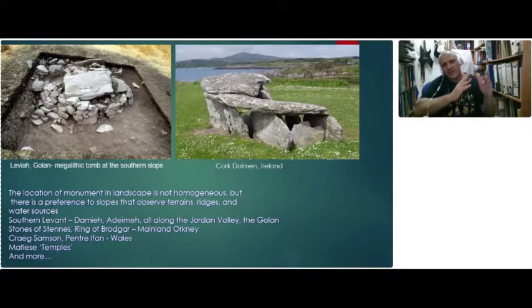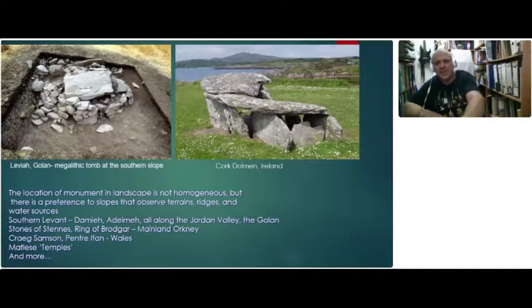The Stones of Stenness and the Ring of Brodgar in mainland Orkney. We can see Craig Rhos-y-felin and Pentre Ifan in Wales. The temples of Malta. We can see here a dolmen in Ireland, located on a slope and viewing towards a water source, running toward a water source. This aspect is common throughout the space and discussed.